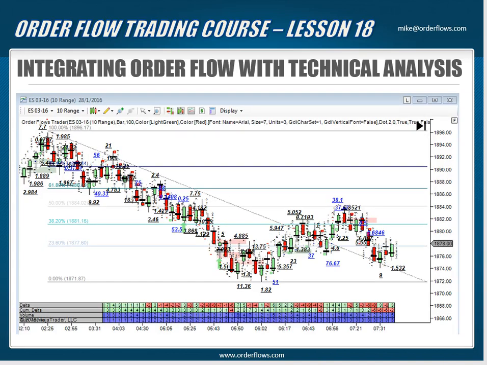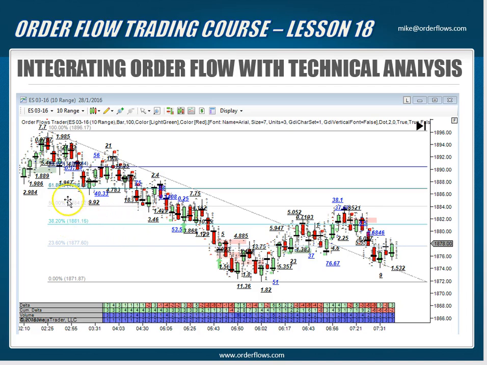Let's take a look at other forms of technical analysis and order flow. So this is a Fibonacci chart. Well, this is an order flow chart with Fibonacci retracements laid into it. I like to use 50% as a pullback.